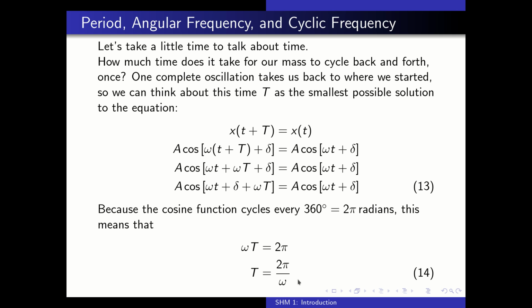Now remember we said that the bigger omega is, the faster the repeat is. The more squiggles there are in the same amount of time, the more oscillations there are. That must mean that the period T is smaller. So big omega in the denominator, smaller period.